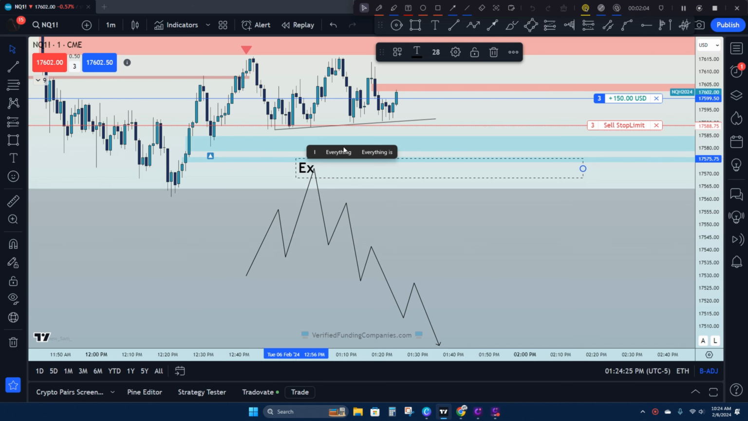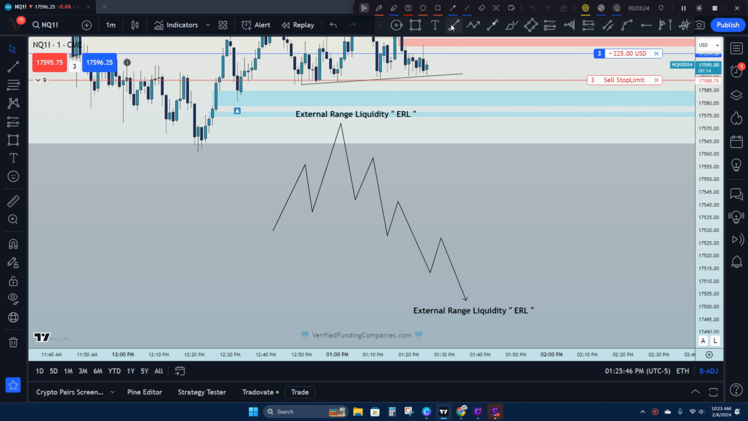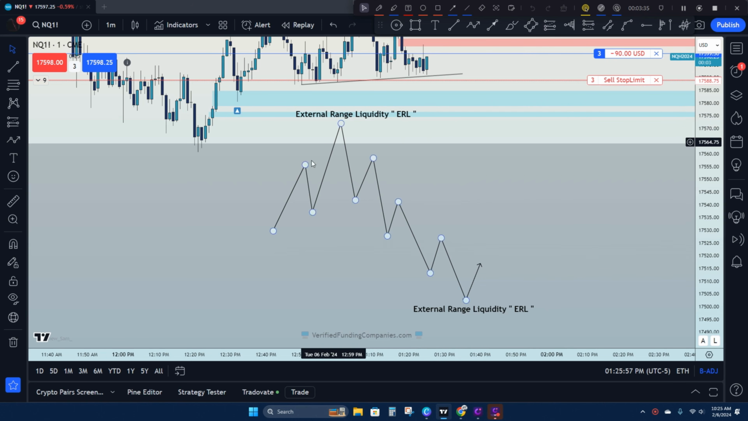External range liquidity, which people just use the abbreviation ERL. And then the lowest low here would be your external range liquidity. So from here to here, that's your external range liquidity. Everything else inside of here is your internal range liquidity.